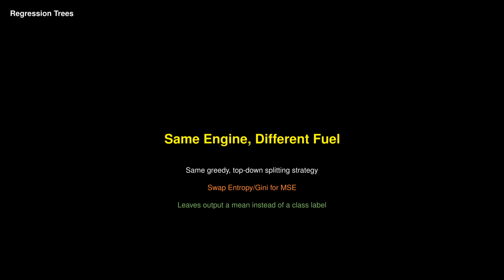The only change is the criterion. Swap entropy or Gini for mean squared error. Leaves output a mean instead of a class label. Same engine, different fuel. In the next video, we'll tackle what happens when our features are continuous numbers, not neat categories.